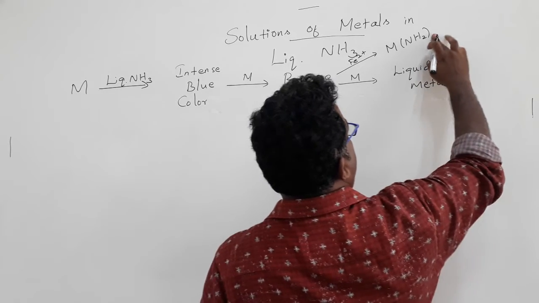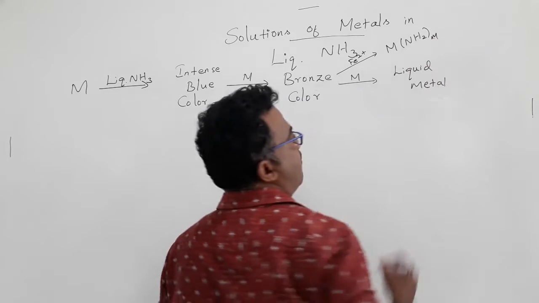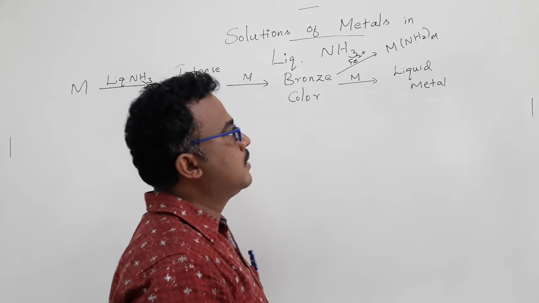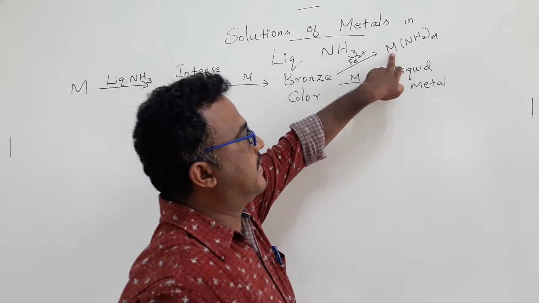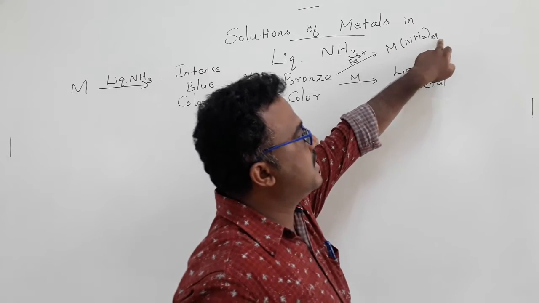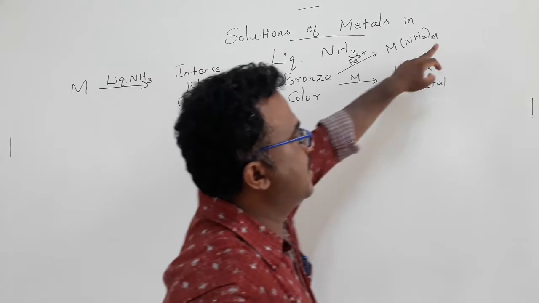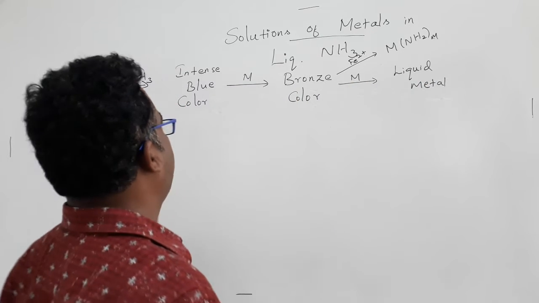Okay, M will depend upon the type of metal. For example, if M is sodium, then this constant is 1. If it is calcium, it is 2.